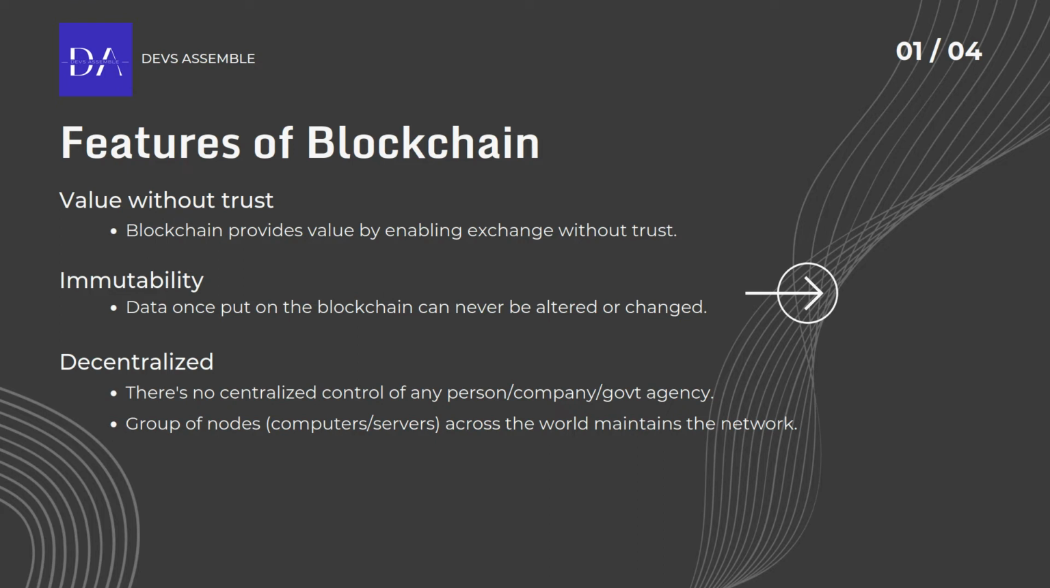Second is immutability. Immutability means something that cannot be changed or altered. This is one of the top blockchain features that helps to ensure that once the data is put on the blockchain, the data can never be altered.